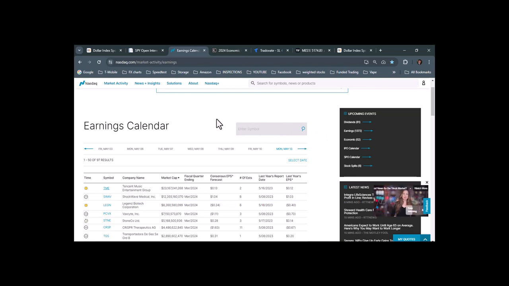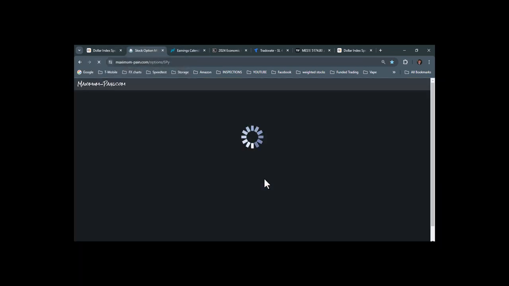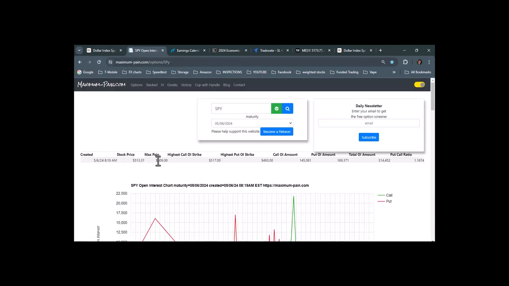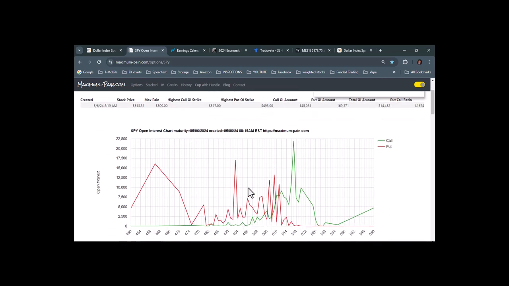for economic data. All right, so Max Pain for today, supposedly 509. Hey, that's my pivot. Max Pain is 509. Put to call ratio 1.16 puts for every call, and that's regarding the options that expire today.